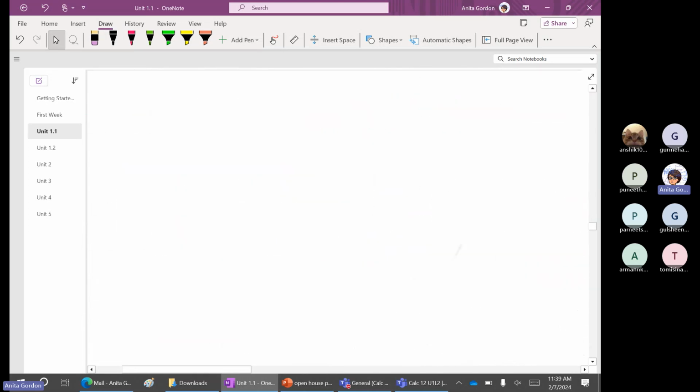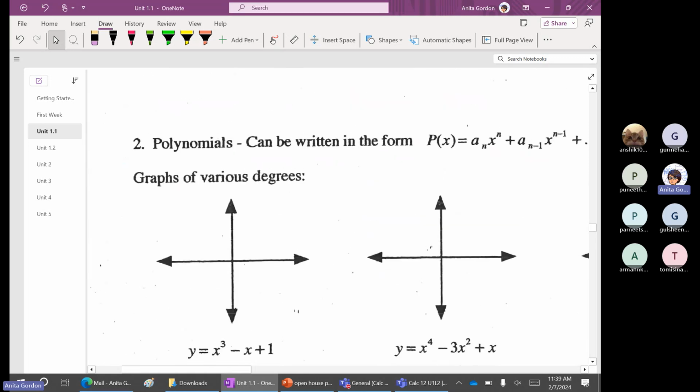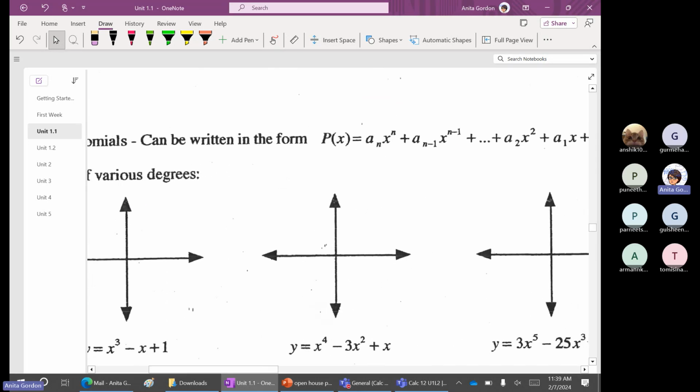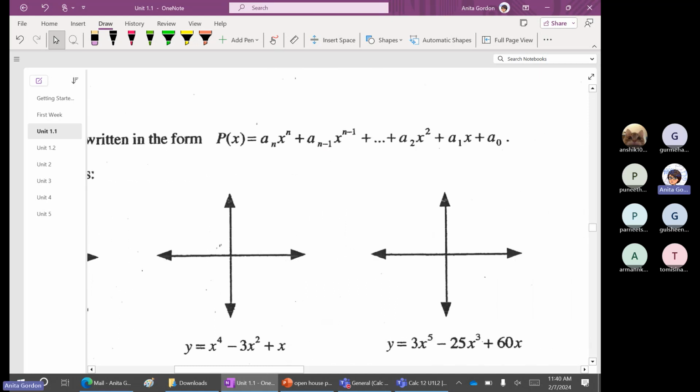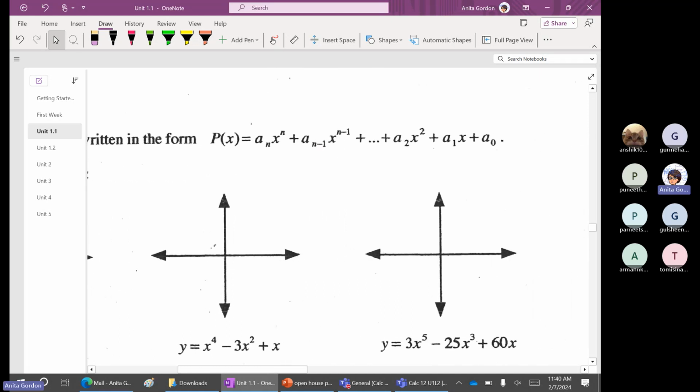So let's go to our next category of functions, which is polynomials. Polynomials can be written as a function p. And you'll notice this notation, this will come out a lot. The a sub n is the coefficients. And our leading coefficient is always the number in front of the x with the highest degree. So these exponents here are the degree of the polynomial. All right, the n's just represent how many we have.